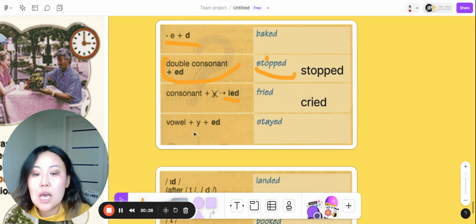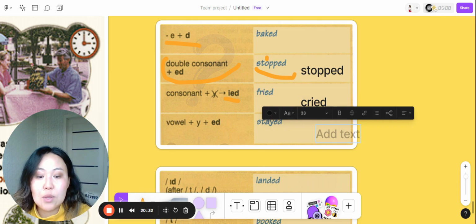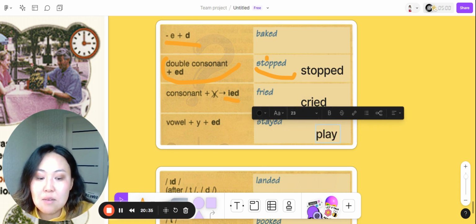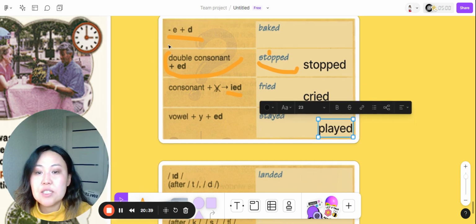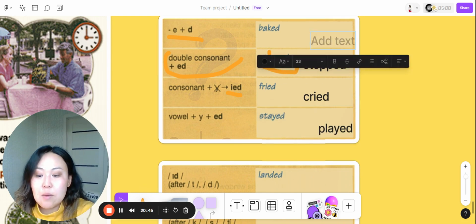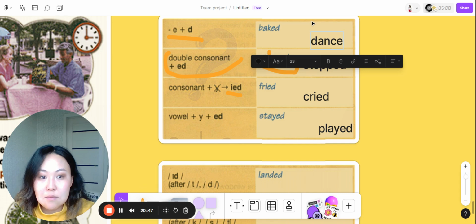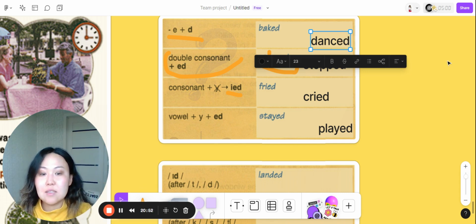Next one, if we have a vowel plus Y, we just add ED. We also can have an example as play, played. In other cases, we just add ed. And if our verbs finish with e, we just add d. For example, dance. We don't need to add one more e, we just add D, and that's all. Danced.